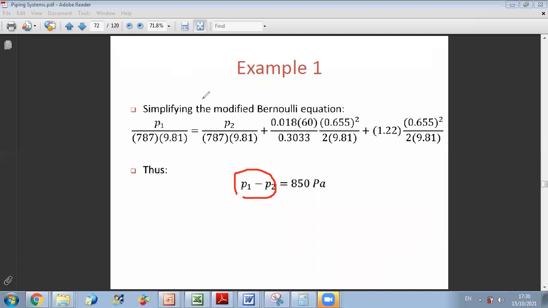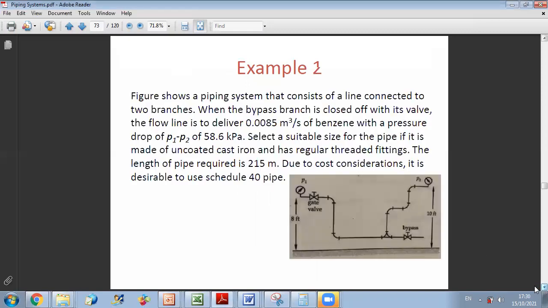Any question on this problem? Okay. Let us do another one.